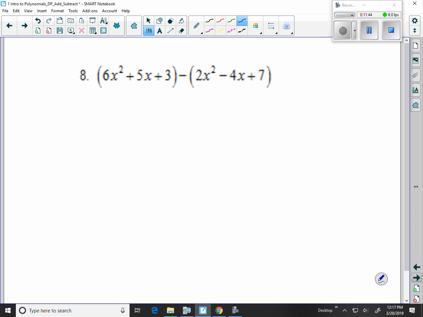Can I get rid of my parentheses on number 8? No. Subtraction is totally different. What we need to do is rewrite the first set of parentheses with no parentheses. So whatever's in the first one, rewrite it. Then, does anybody remember what has to happen with that negative?